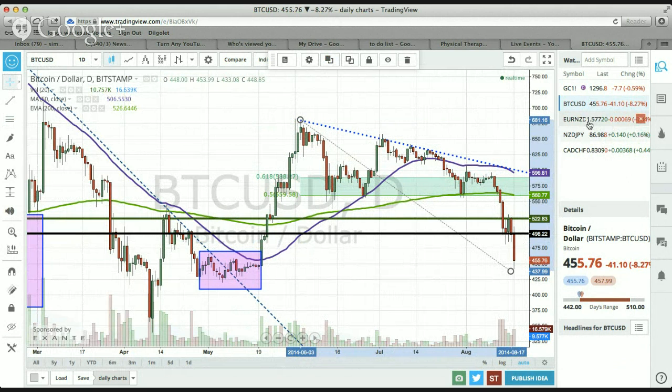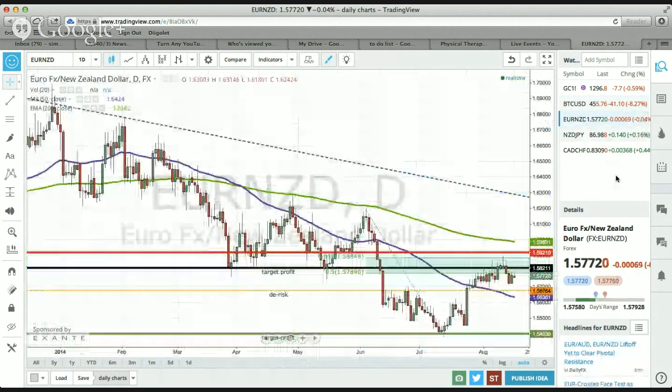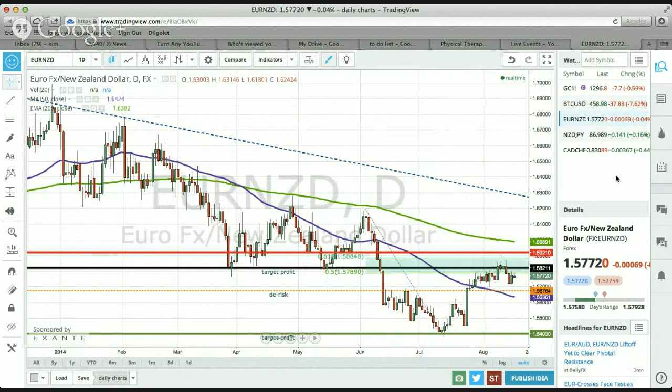Now on to the Forex trades that I have on at the moment. I am long Euro Kiwi. Oh no, I'm sorry, I'm short Euro Kiwi. Big difference there. So this position is slightly in the money. We've had a couple up days in a row, which is a little concerning. I don't think it's time to move to break even just yet.